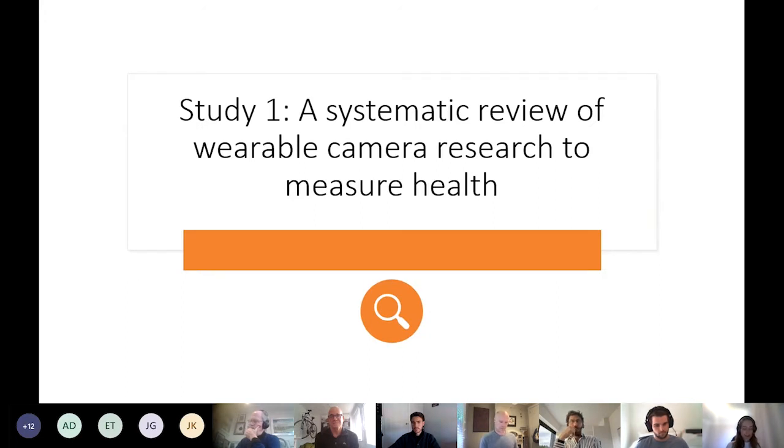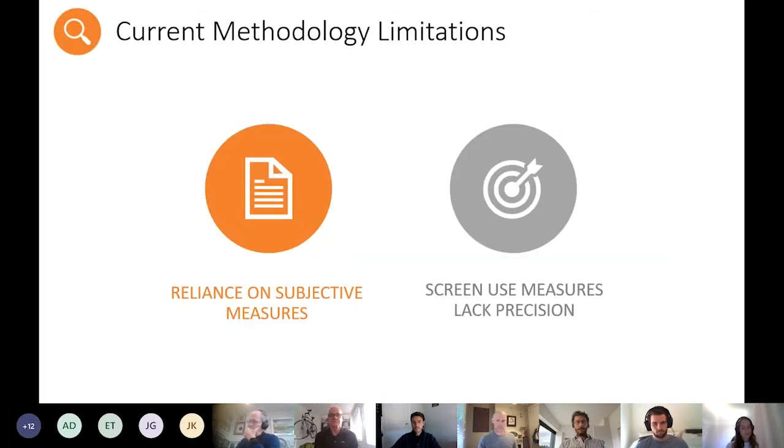To have an understanding of how my first study relates to the methodology used in screen use research, I need to give you a little bit of background on the limitations of screen use research and how wearable cameras fit into this. Screen use research is limited by two main factors. First, there is currently no gold standard measure for screen use. Most research is based on self or proxy reported unvalidated questionnaires. These measures are prone to bias, are unreliable, and they're also often outdated, so they don't take into account the newer types of devices.